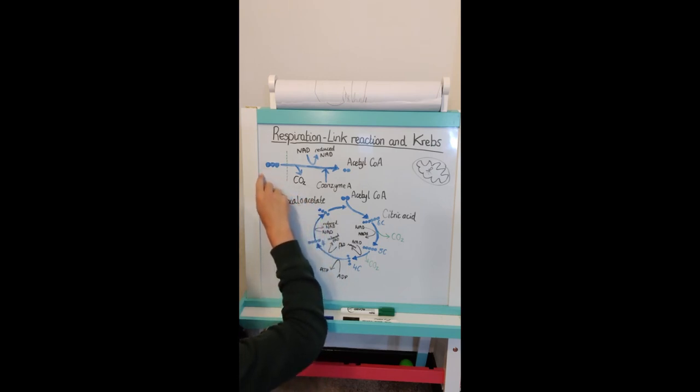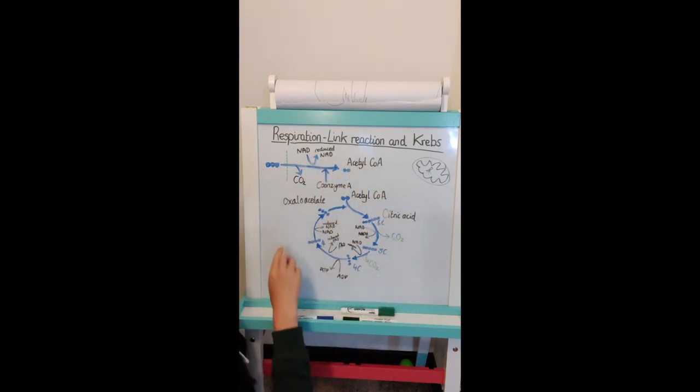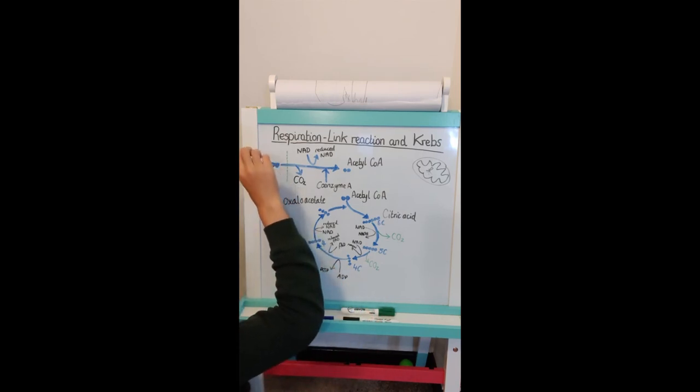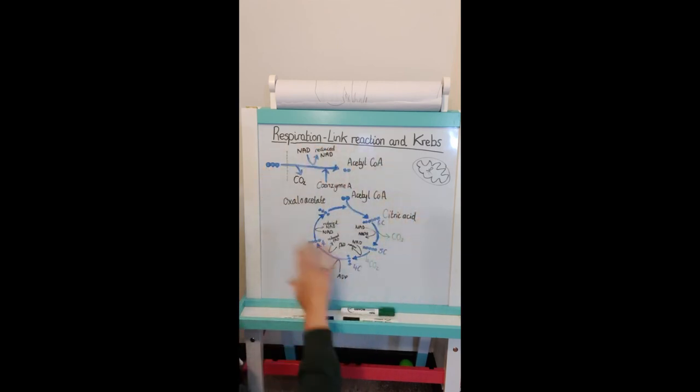So the process here, like I said before, just remember as well that this is happening twice for every glucose molecule. So respiration is about the breakdown of glucose for the production of ATP, and because during glycolysis we got 2 pyruvates, this whole thing happens twice for every glucose molecule.